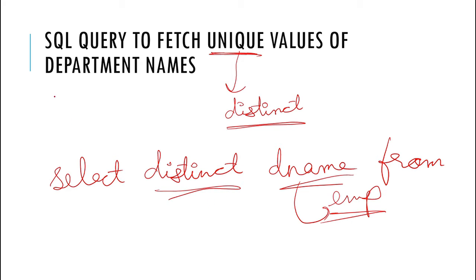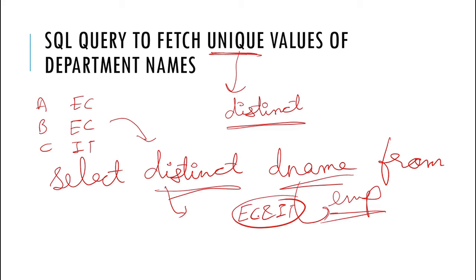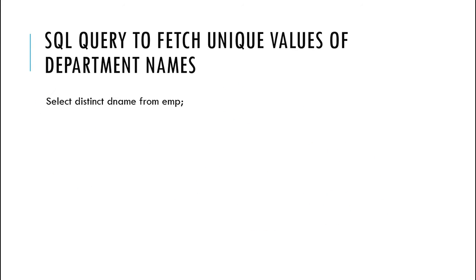It may be the case that there are three employees, A, B, C. A is working in the EC department, B is also working in the EC department, and C is working in the IT department. So this distinct keyword will give us EC and IT only. These are the distinct department names of the employee. So let's see the query: select distinct department name from employees. Done. Distinct is the keyword we are using for fetching the unique values of the department names.